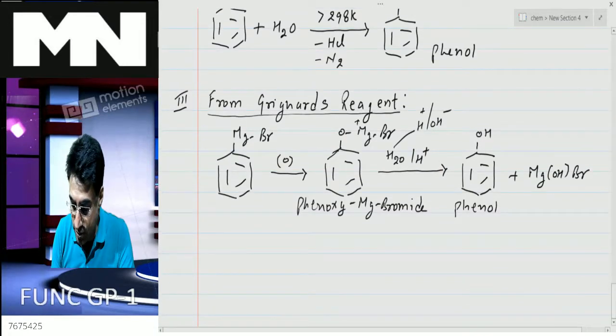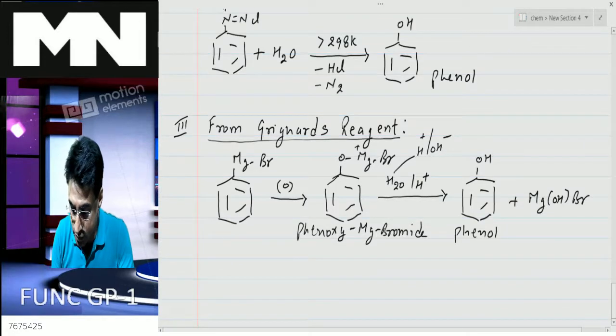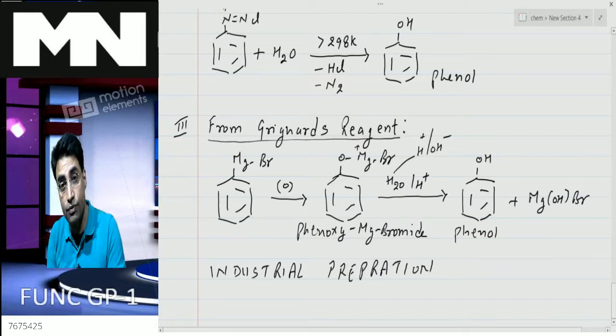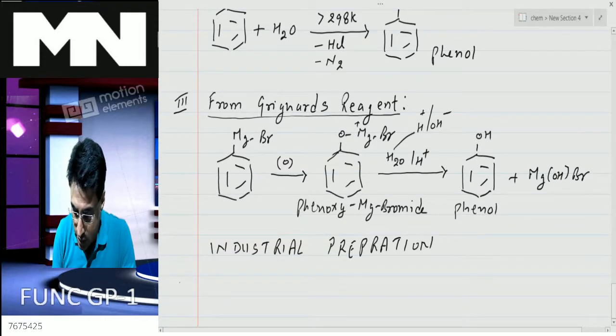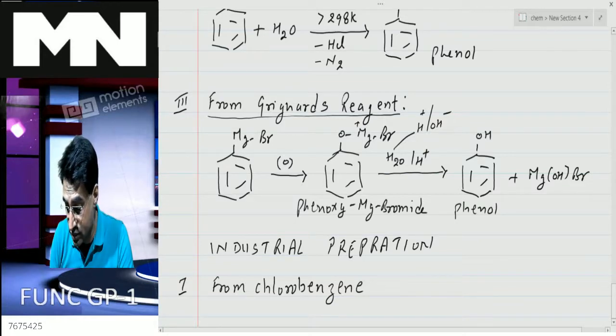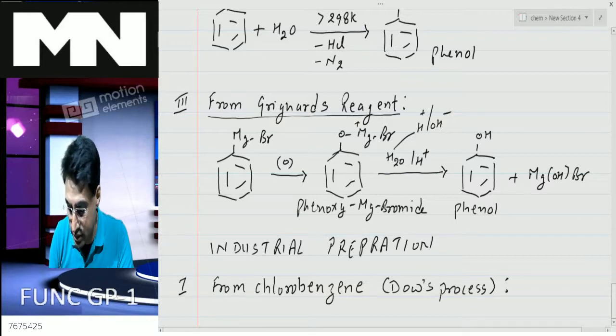Now we'll see industrial preparation, large scale production of phenol. Well, if we talk about industrial preparation, we'll have two methods in that. The first one is from chlorobenzene, which we have already done in halogen derivatives. This method is known as Dow's process or Dow's method.